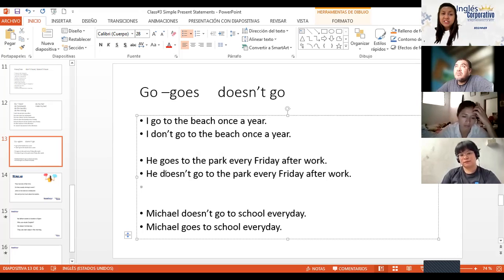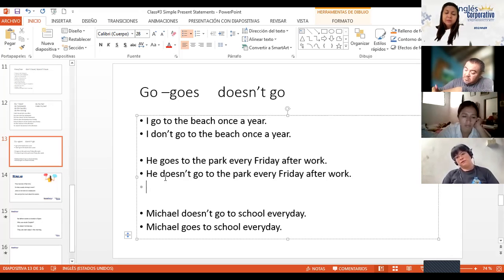Pero en negativo no decimos he not go, ¿verdad? En inglés no decimos he not go. Como en español, en español decimos él no va al parque. Pero en inglés necesitamos un auxiliar y es, en este caso sería doesn't, does not. He doesn't go to the park every Friday after work. Él no va al parque cada viernes después del trabajo. No sé si eso responde a su pregunta, Mr. Martínez. Y yo sé que una hora es poco tiempo. Sí, gracias. Pero podemos seguir practicando mañana, ¿verdad? We can continue practicing tomorrow.